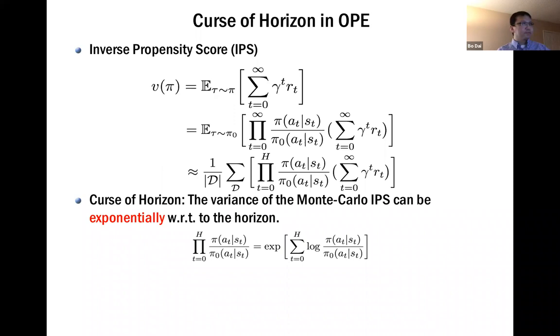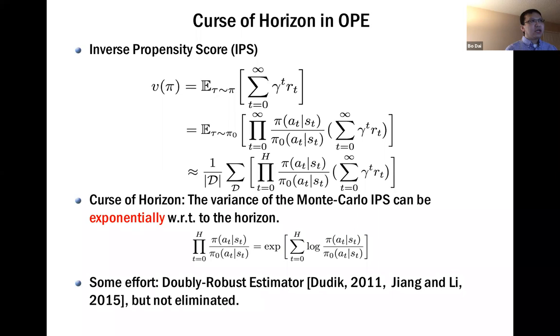And in the literature, people noticed this problem. We call it curse of horizon. And many people are working on reducing the variance in the IPS estimator. One of them is known as the doubly robust estimator, which theoretically should reduce variance. But in the worst case, even the doubly robust estimators still have the curse of horizon. So what can we do? That's the first part of our talk.